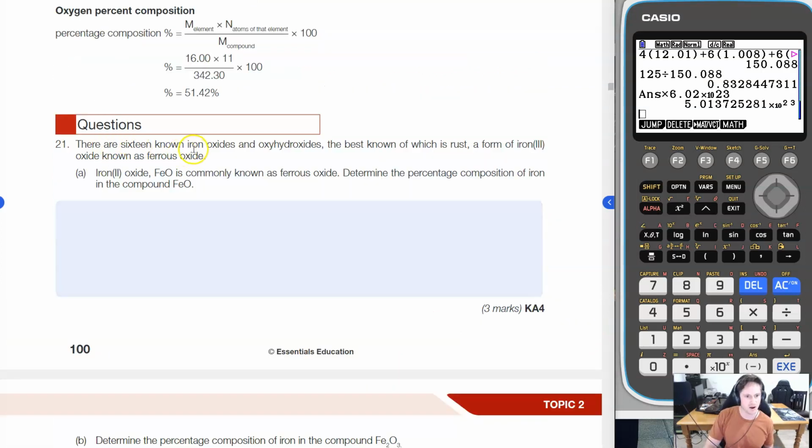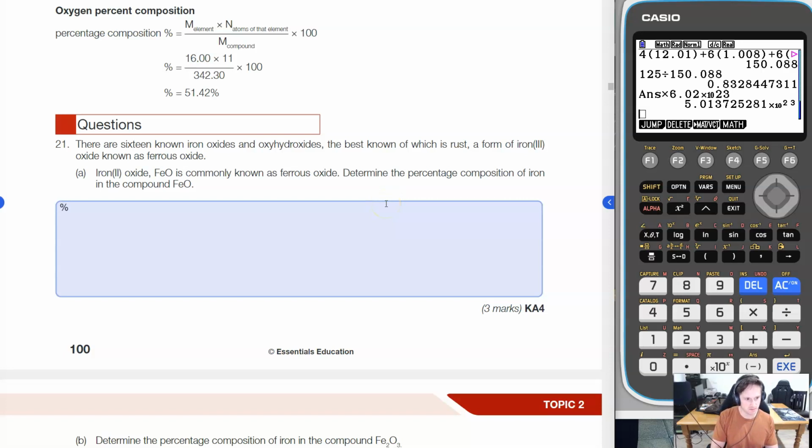So there are 16 known iron hydroxides and oxyhydroxides, the best known of which is rust, a form of iron oxide, which is known as ferrous oxide. So iron 2 oxide, FeO, is commonly known as ferrous oxide. Determine the percentage composition of iron in the compound of ferrous oxide.